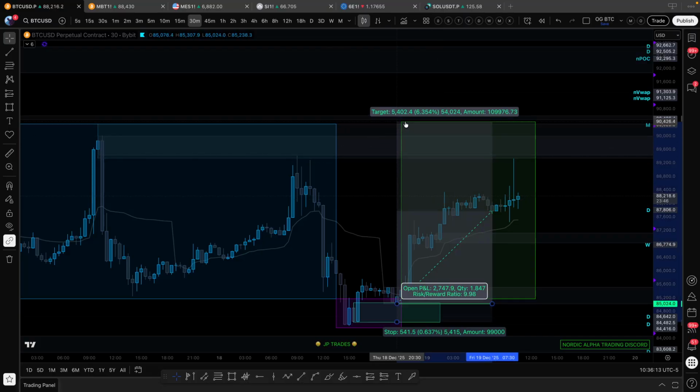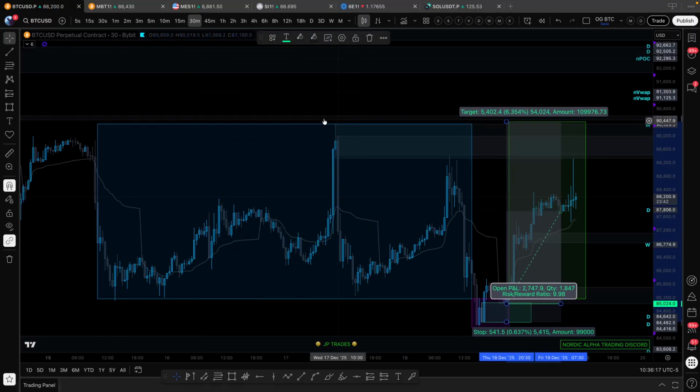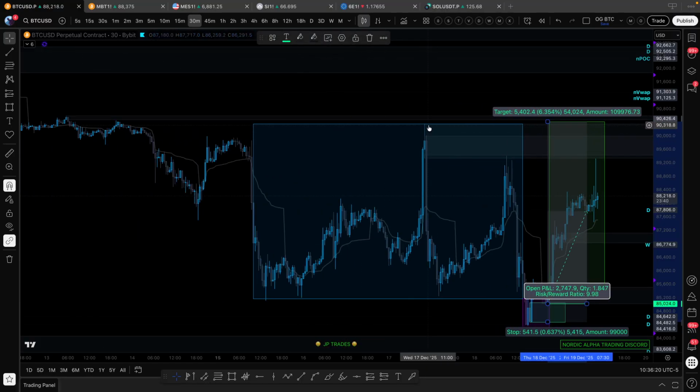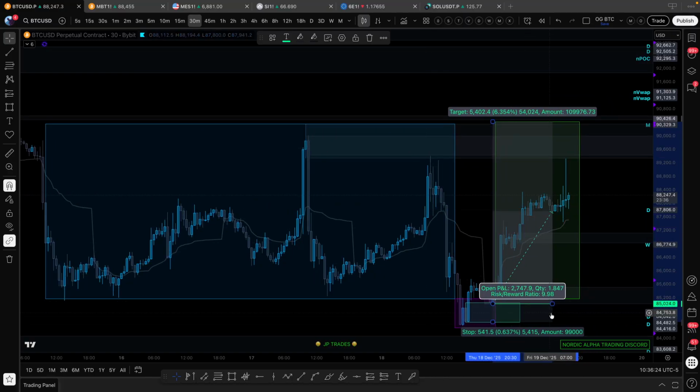However, I would like to see it go and take out this high because this is your technical target of this range of the power of three. So that would lead you to about a 10R trade.